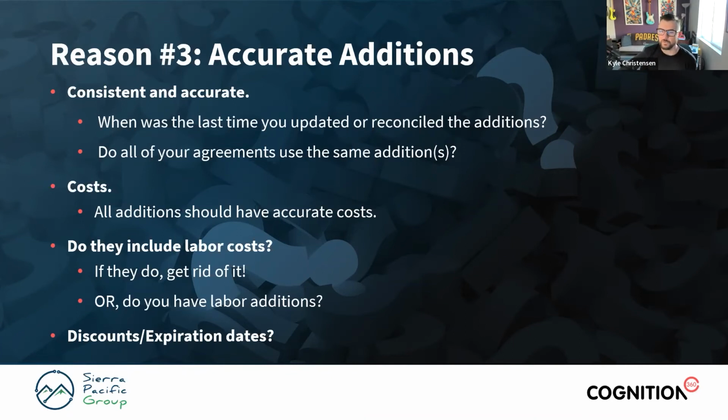And not only that, do all of your agreement types use the same additions? What I want to talk about is, if we're looking at, let's use managed service profitability for an example, why would I put 365 licenses inside of that agreement?